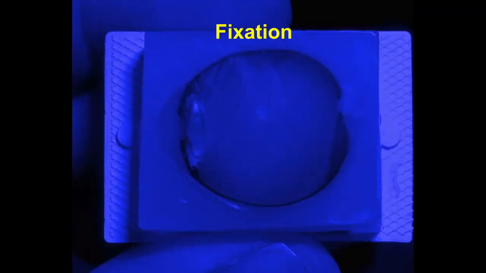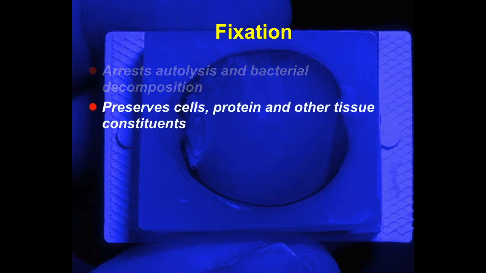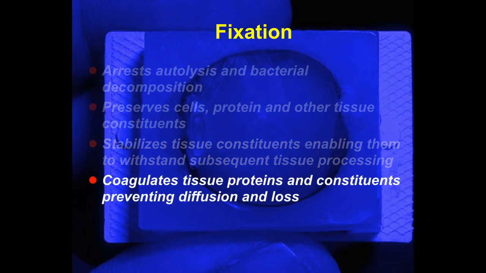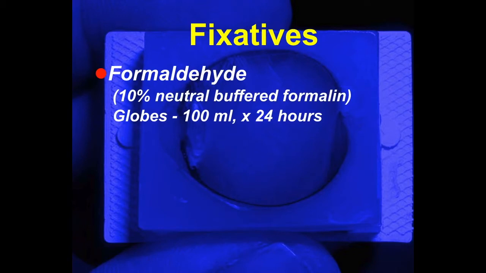Pathology specimens require fixation. Fixation arrests autolysis and bacterial decomposition. It preserves the cells, proteins, and other tissue constituents. It stabilizes the tissue and enables it to withstand subsequent tissue processing. And it coagulates tissue proteins and other constituents, preventing diffusion and loss. The classic fixative used in eye pathology is formaldehyde, 10% neutral buffered formaldehyde. Eyes should be fixed by immersion in a fairly large volume of formaldehyde for 24 hours.